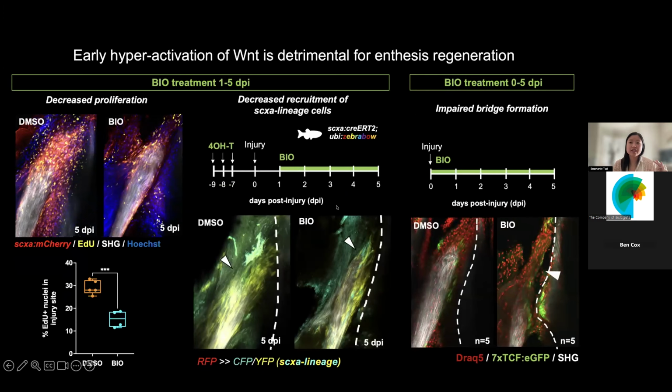And interestingly, if we actually hyperactivated Wnt even earlier, beginning immediately after injury, this was detrimental and actually led to more severe phenotypes, with the tendon not being able to fully reattach to the bone in many contexts. And so this really suggested that hyperactivation of Wnt is detrimental for enthesis regeneration.